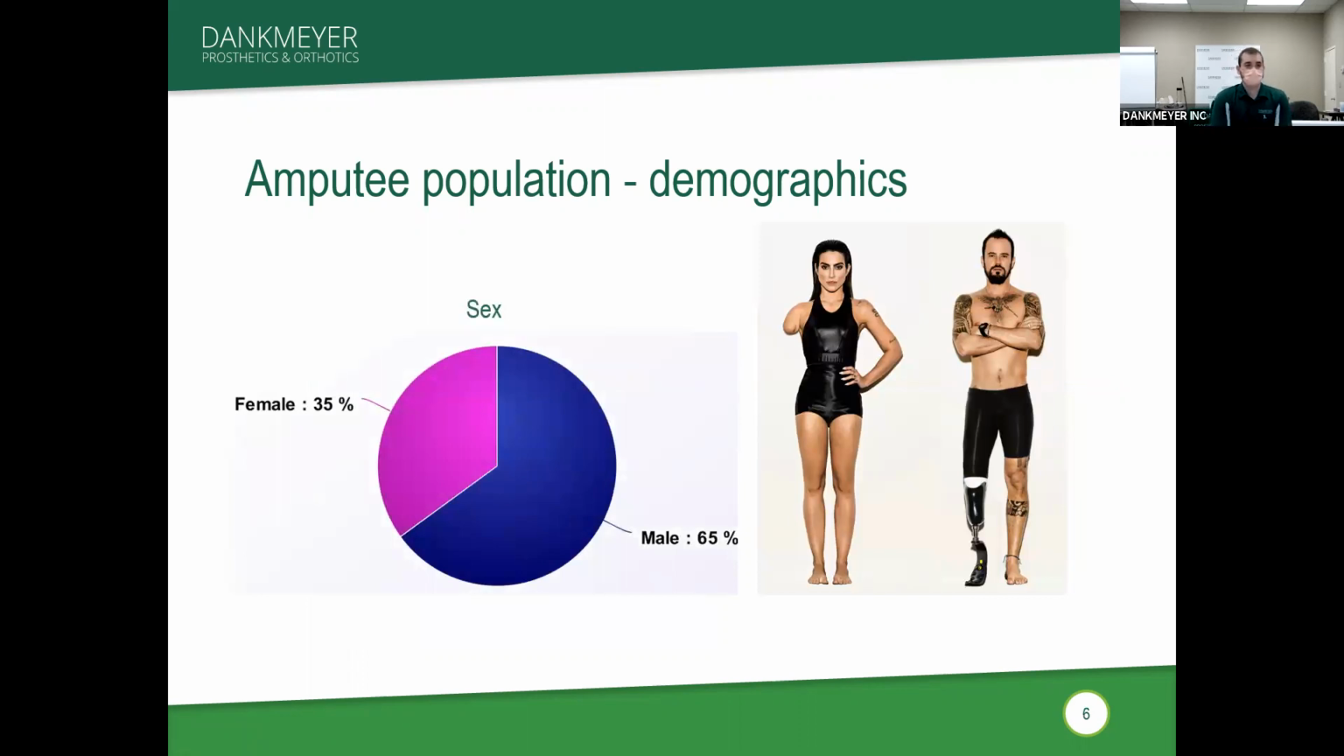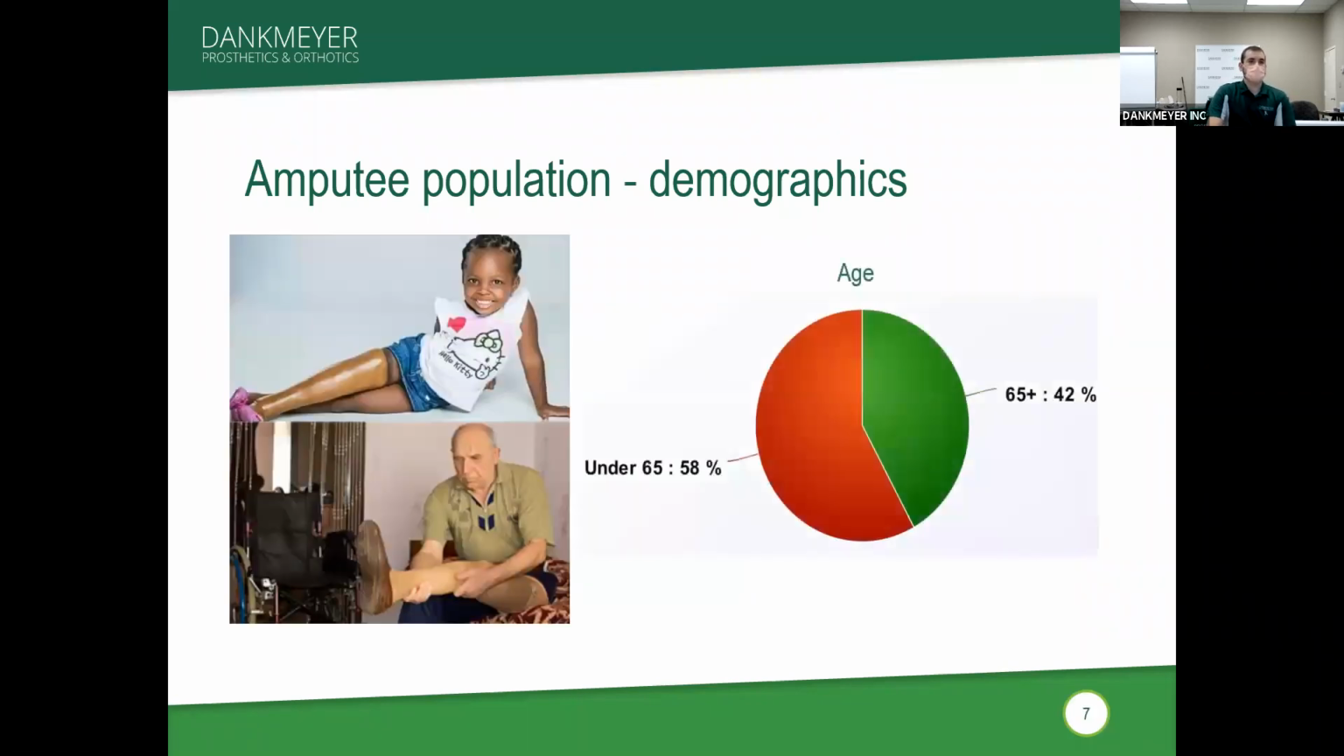65% of amputees are male and 35% are female. That can potentially be associated with some more risky behavior in that traumatic group. Males tend to do things that are a little bit more risky than females, and tend to have more traumatic amputations. Under 65 is around 58% of all amputees, and then there's about 42% over 65. Again, that number is expected to grow with the aging population.